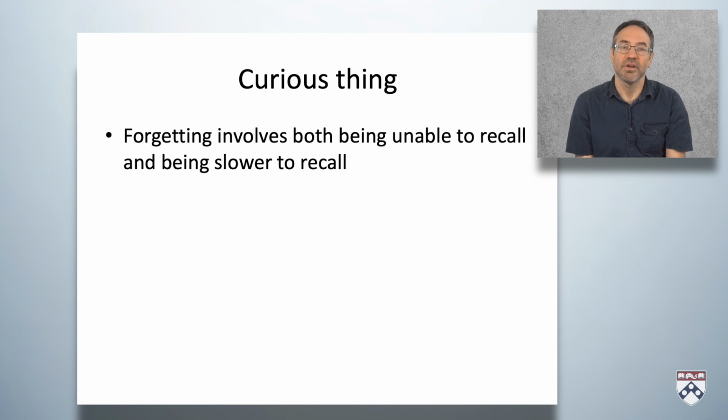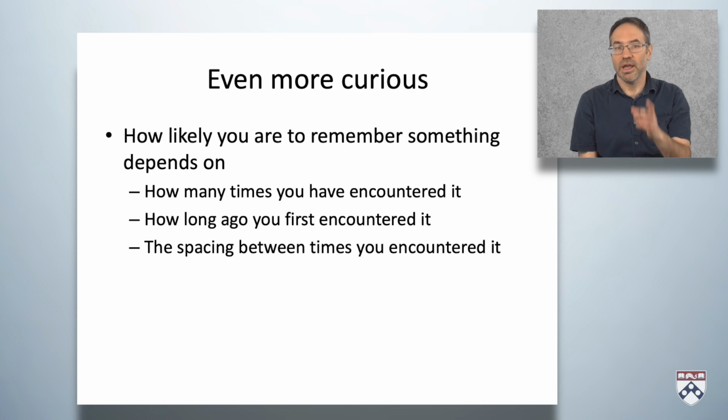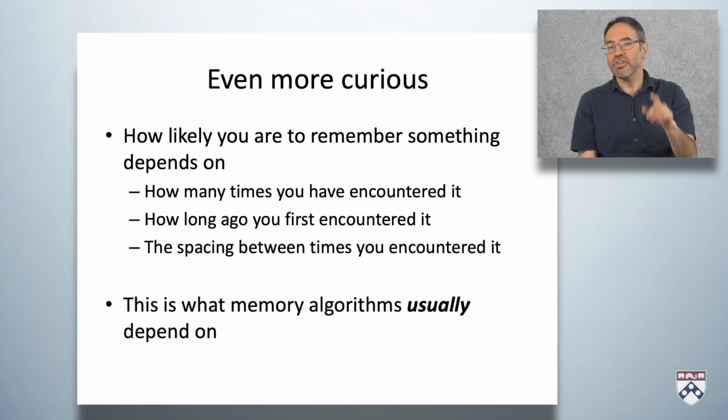Curious thing. Forgetting involves both being unable to recall and being slower to recall. And even more curious, how likely you are to remember something depends on how many times you've encountered it, how long ago you first encountered it, and the spacing between the times you encountered it. The human brain's a funny thing. And this is what memory algorithms usually depend on.